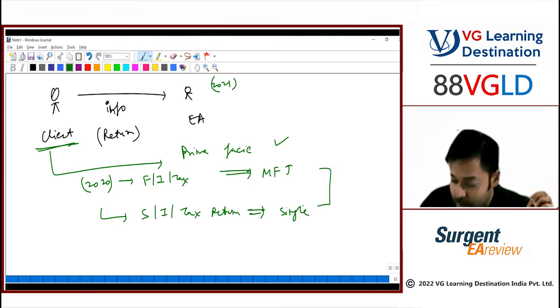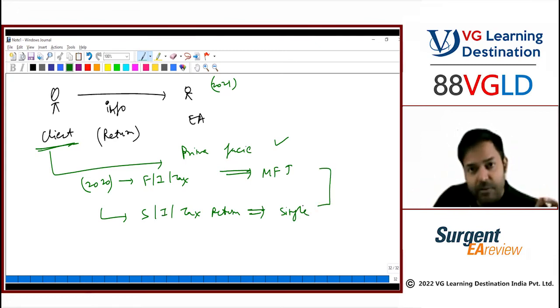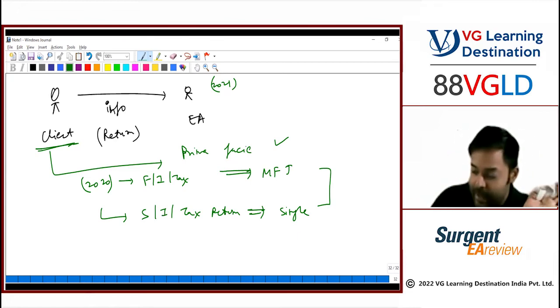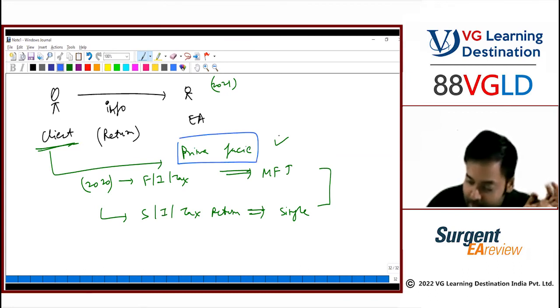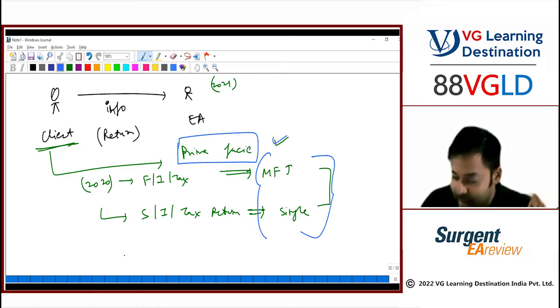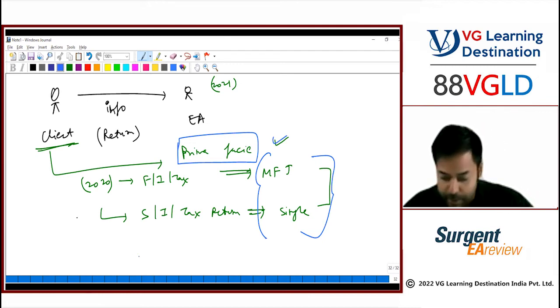Now, this is contradictory. Since you're finding such information where there is a contradiction, you will further inquire of the client in that case. Prima facie, you will see that whatever the client is saying is correct, but whenever you're finding anything which is contradictory, you will further investigate. Is that point clear, guys?